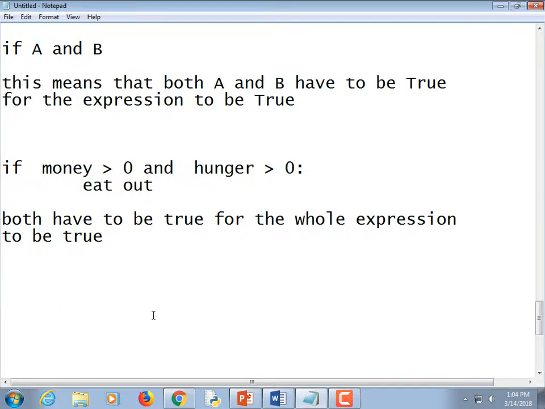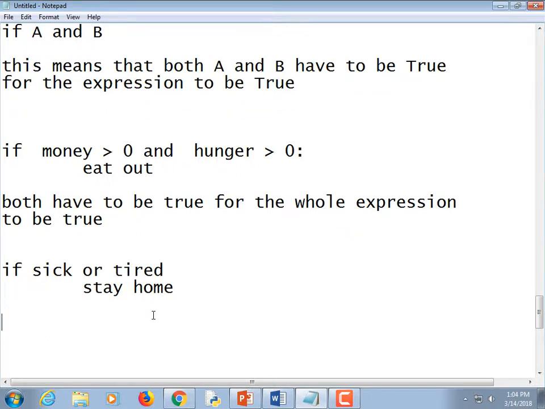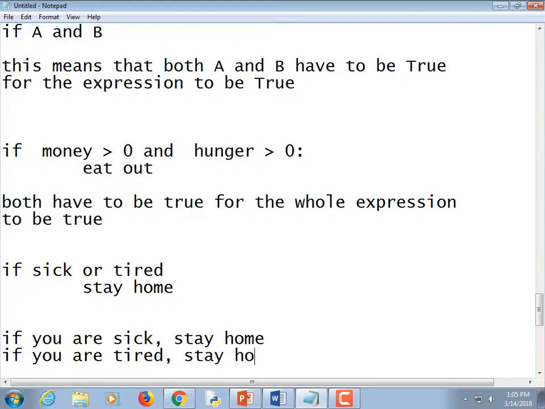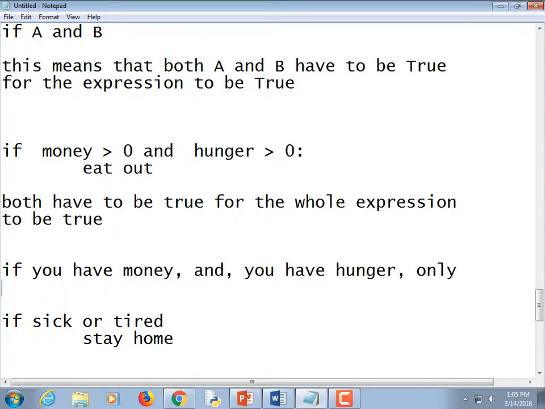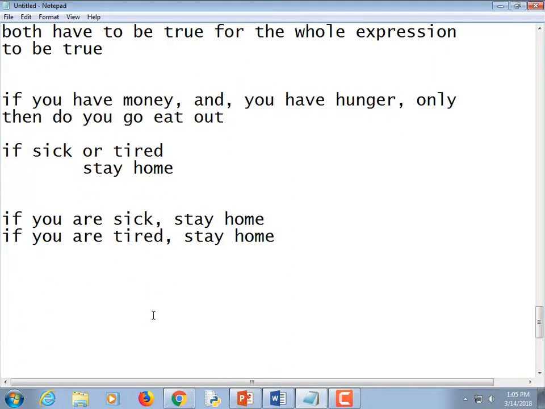On the other hand, you can have or. If sick or tired, stay home. Only one of those has to be true. If you are sick, stay home. If you are tired, stay home. Whereas this one was if you have money and you have hunger, only then do you go out, eat out. Hope that makes sense.